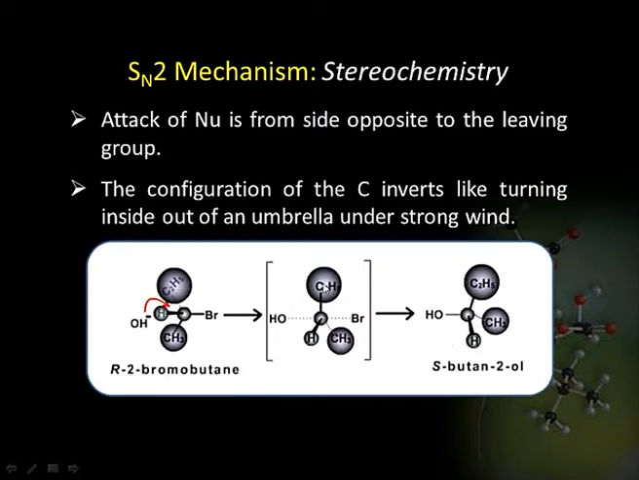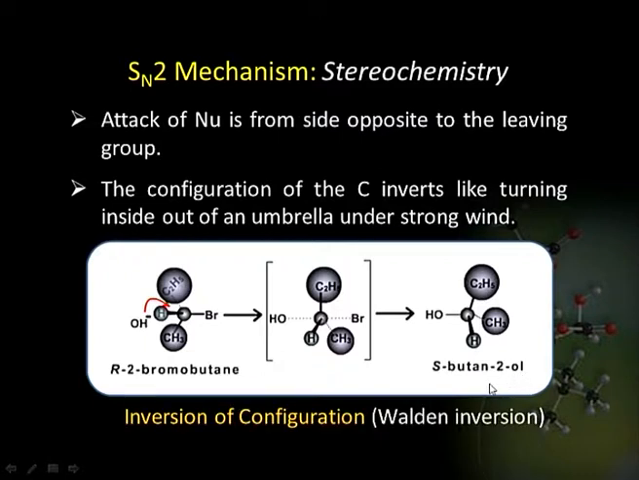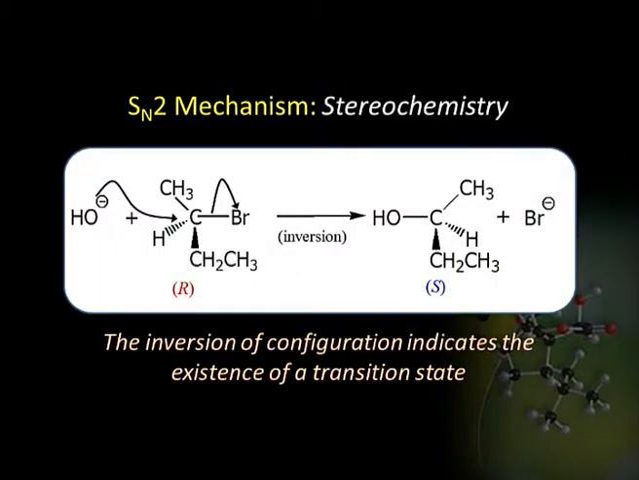The groups which were on this side of the carbon atom all get to the other side. As a result, from an R configuration we get an S configuration. So, inversion of configuration is observed, and after the name of the scientist who discovered it, it is called Walden inversion.